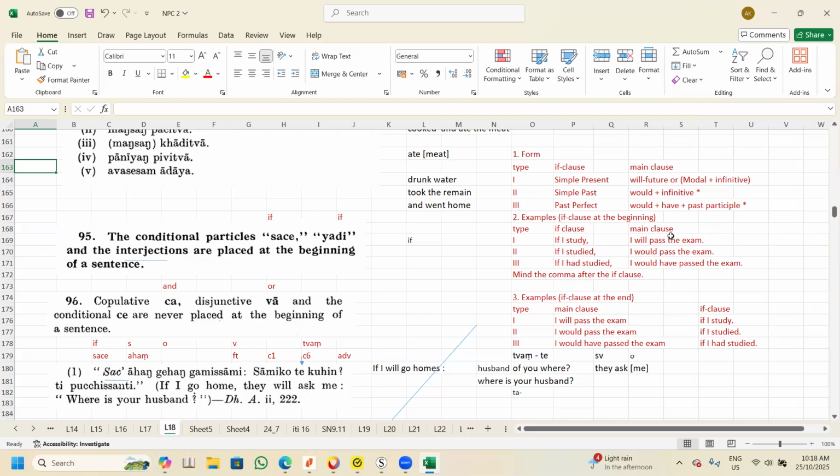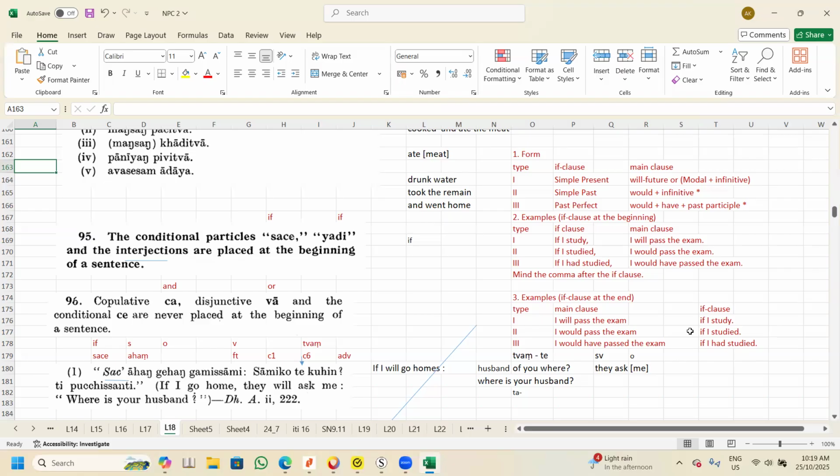So the next thing you can see, you look at here. This is a typical example. The if clause starts first. If I study, I will pass the exam. So this is referred to as the simple past. Now there is another way of doing it. The if is at the back. In English, you can do it in this way. So when you translate Pali, if you see something like that, suddenly the if is put at the back, you don't get alarmed, because this is English grammar.